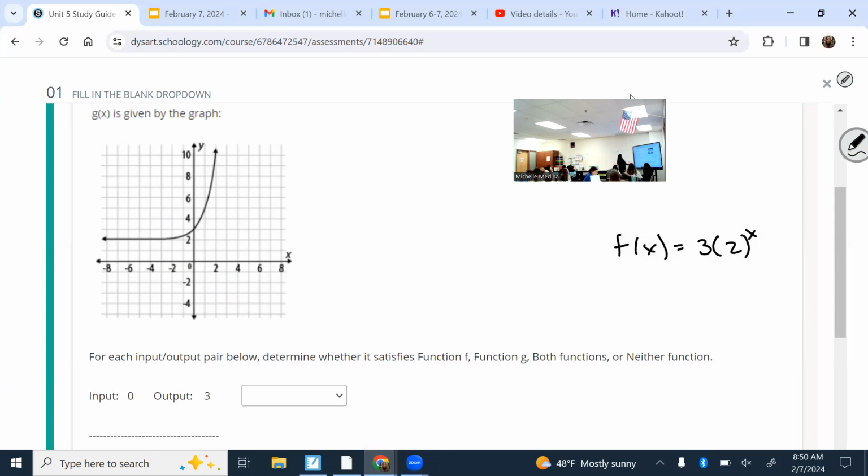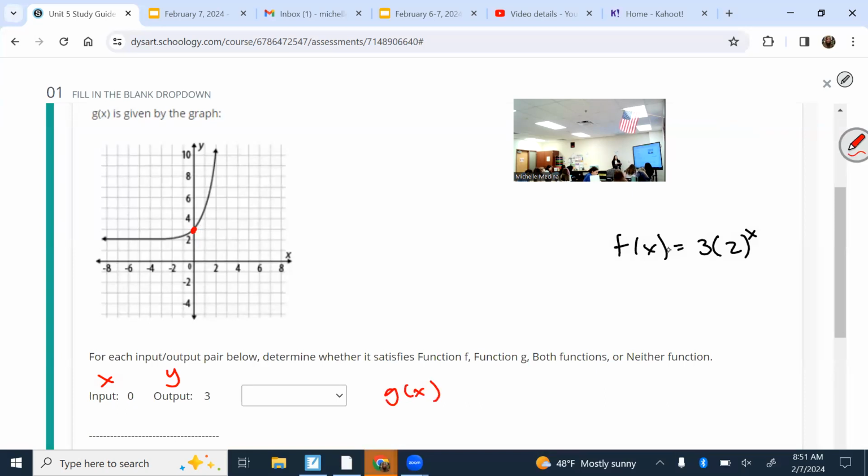So inputs and outputs. What else do we call the inputs? The x's. So all of these could really be written as coordinates. But inputs are your x's, outputs are your y's. So for the graph, when we want to test when the input's 0 and the output's 3, find where x is 0 on your graph. See where it touches on the line. Is that a y value of 3? So then it works for g of x, for sure.